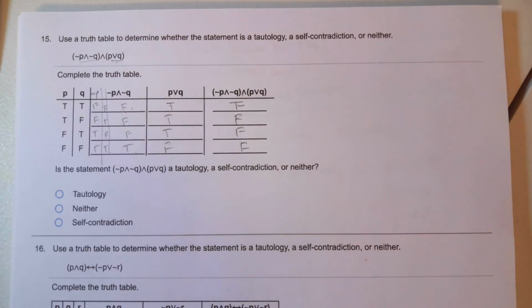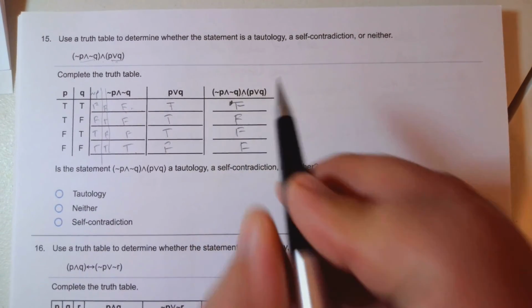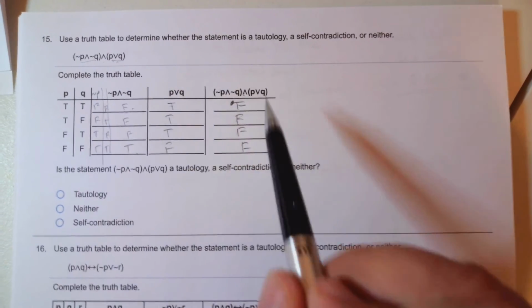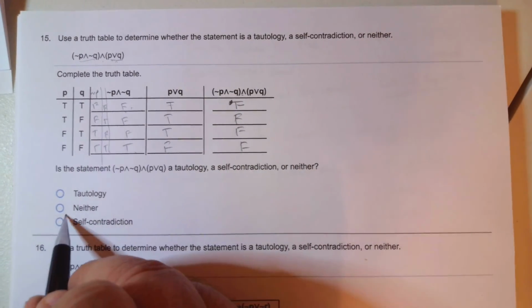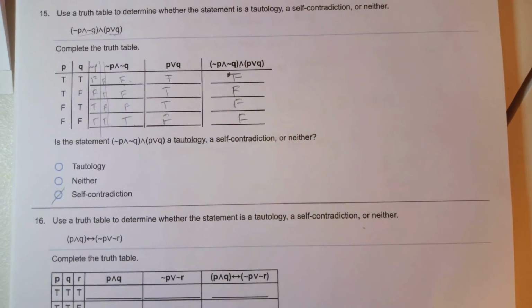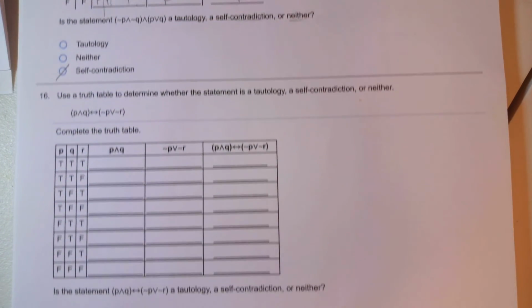Okay, so now we have to determine something. Are they self-contradictory? What does that mean? So, when we work them out, if it's self-contradictory, the whole thing becomes false. Tautology is if they're all true. Self-contradiction, if they're all false. Anything mixed is neither.